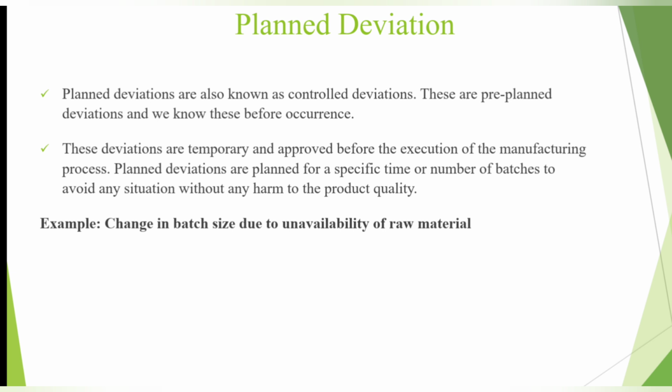Planned deviations are planned for a specific time or number of batches to avoid any situation without any harm to the product quality. For example, a change in batch size due to unavailability of raw material. Another example, a change in supplier for experience.